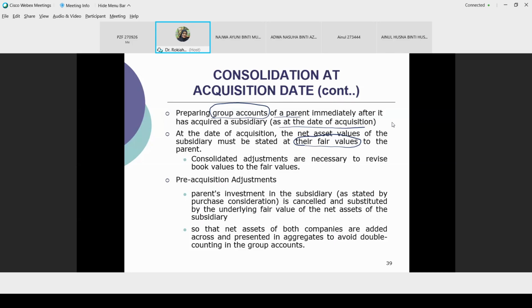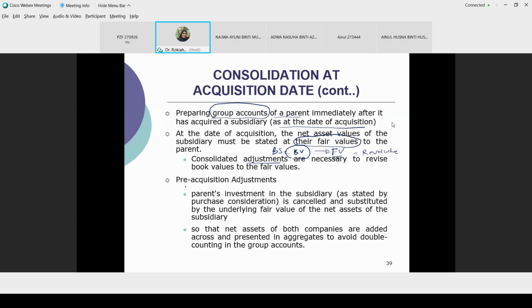Consider the adjustments necessary to revise the book value to the fair value. Because the items that you have in the balance sheet are normally at book value, once you want to do a consolidation you need to make an adjustment. From the book value, we are going to use a new value, which is the fair value. So you need some adjustment. There may be a revaluation, so you need to revalue the assets.